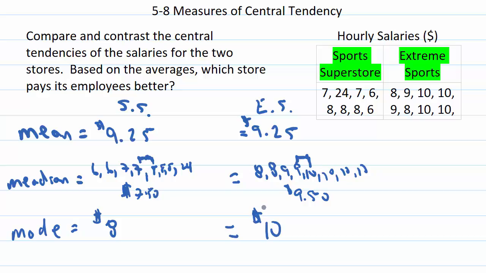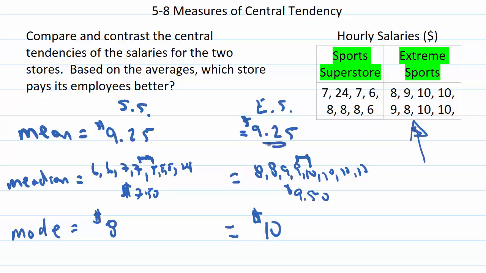So which one is doing a better job, I guess, paying their employees? The mean is the same. The median, it looks like the edge goes to Extreme Sports. The mode looks like the edge goes to Extreme Sports. Okay, so which one would you rather work at, do you think? Would you get paid better? Right, probably you'd think Extreme Sports.